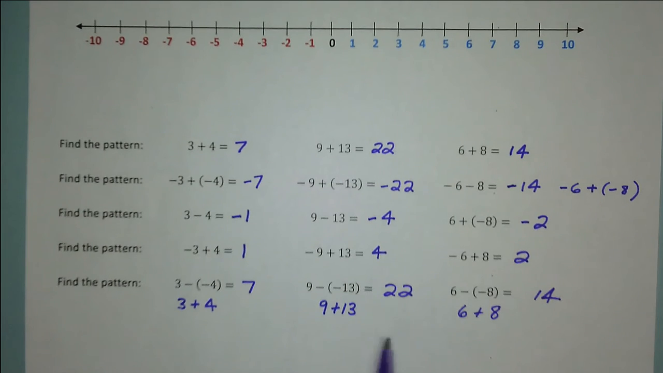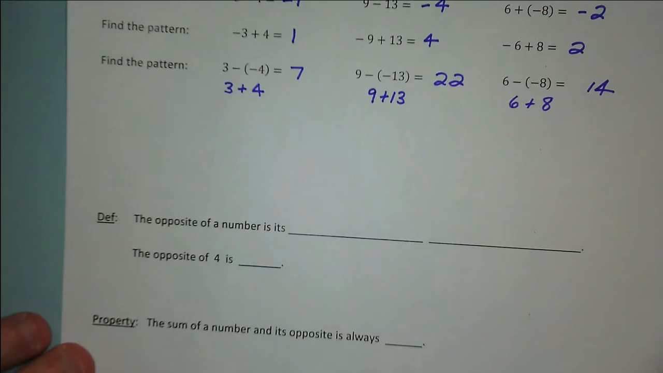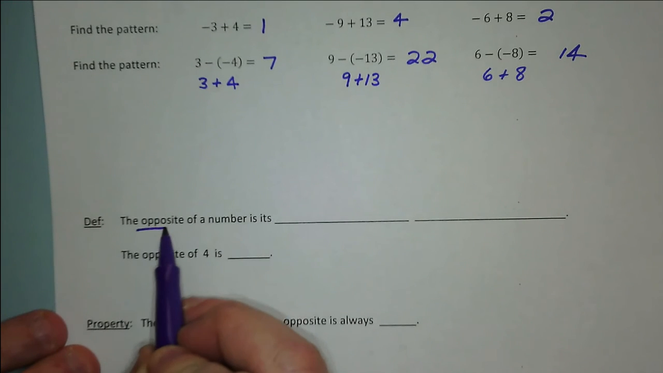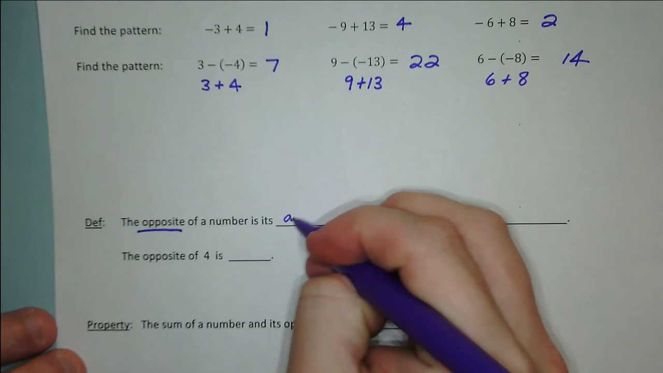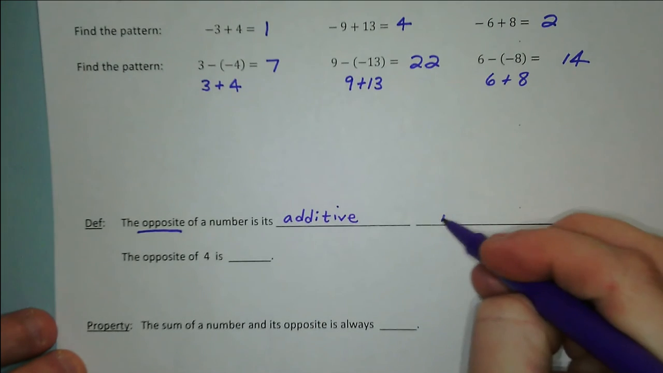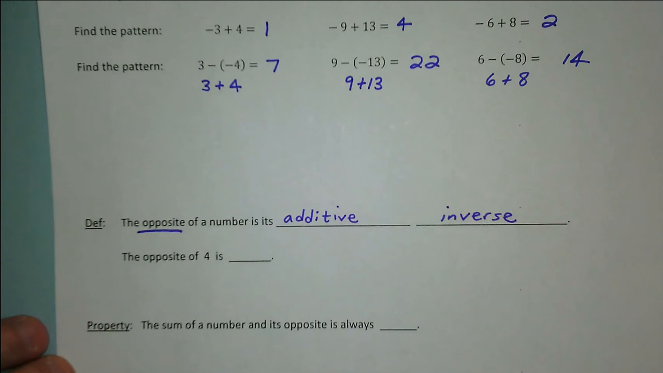Again, you should be writing down these exact same notes that I'm writing down for you to turn in. A quick definition: the opposite of a number is its additive inverse. So a little vocabulary here.